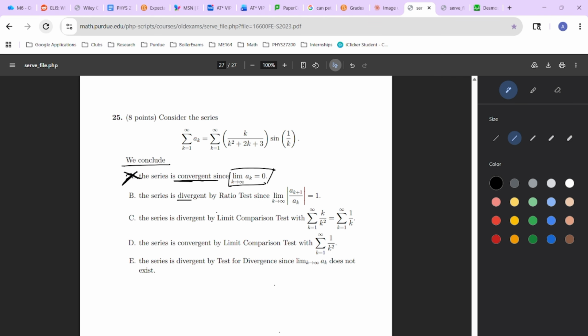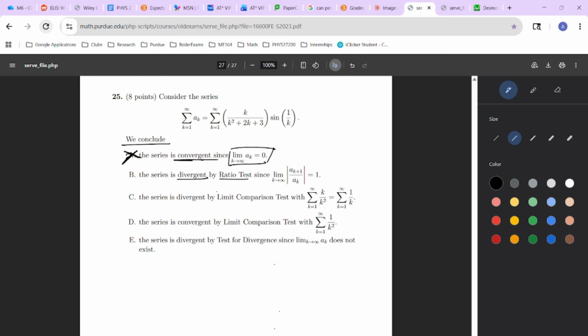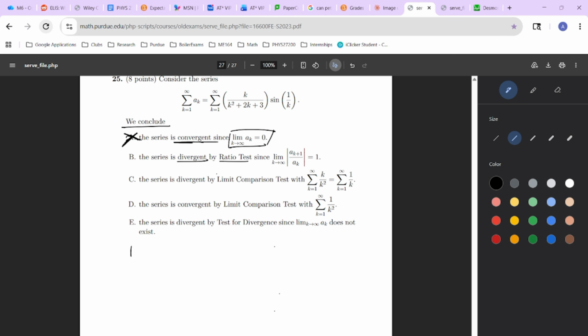This series is divergent by ratio test, since the limit as k approaches infinity of A sub k plus 1 over A sub k is equal to 1. All right, well, let's try to do that then. So we have the limit as k approaching infinity of k plus 1 over k plus 1 squared plus 2k plus 1 plus 3. Actually, I'm not going to do the ratio test.